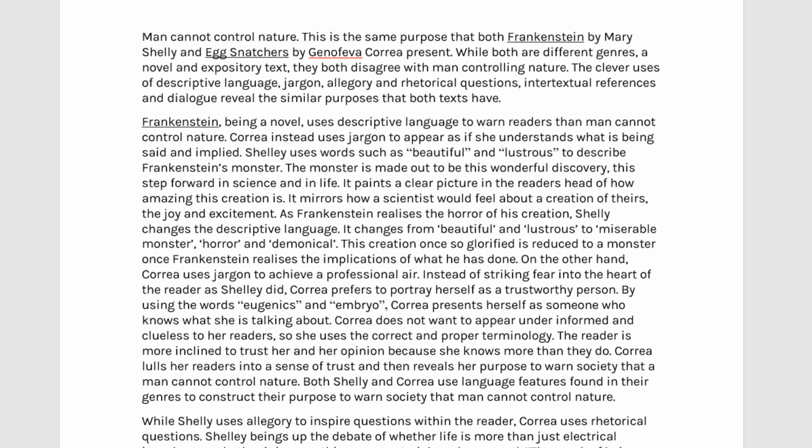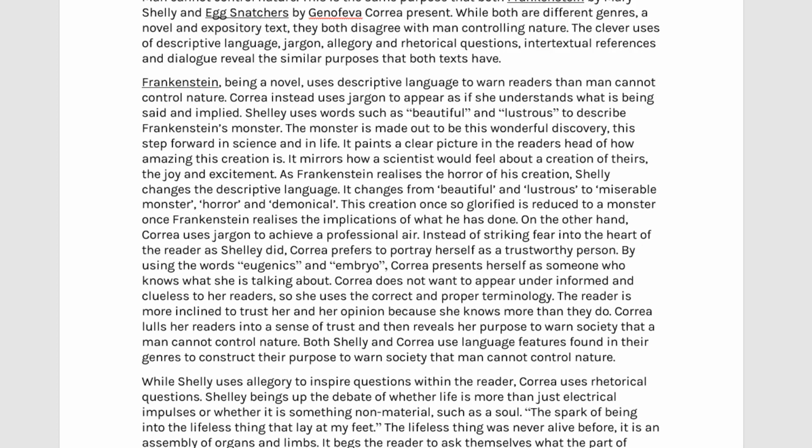Man cannot control nature. This is the same purpose that both Frankenstein by Mary Shelley and Egg Snatchers by Genoveva Correa present. While both are different genres, a novel and expository text, they both disagree with man controlling nature. The clever uses of descriptive language, jargon, allegory, and rhetorical questions, intertextual references, and dialogue reveal the similar purposes that both texts have. Frankenstein, being a novel, uses descriptive language to warn readers that man cannot control nature. Correa instead uses jargon to appear as if she understands what is being said and implied.